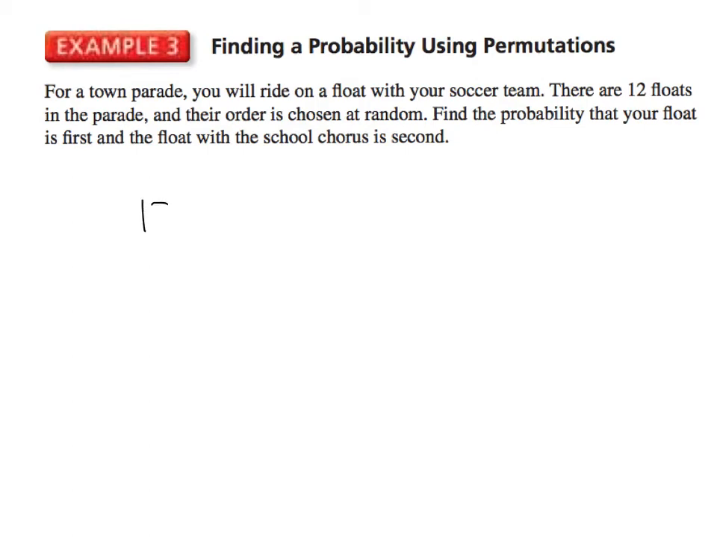So let's do 12 permute 12 to find the total number of possible ways we can go. Well, 12 factorial will be our denominator. Now, there are 12 floats. Their order is chosen at random. Find the probability that your float is in first and the float with the school chorus is in second.